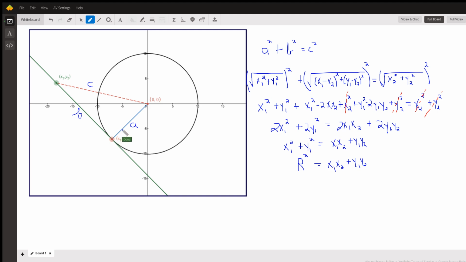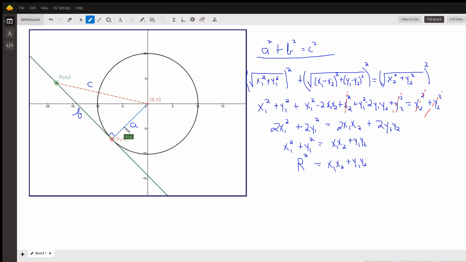Okay, and one way to show that is to use the Pythagorean theorem because, of course, the radius is perpendicular to the tangent line at the point of tangency. So we've got a right triangle. So a squared plus b squared equals c squared.